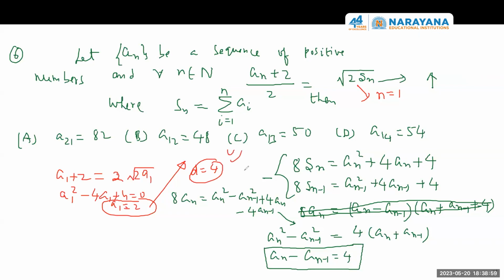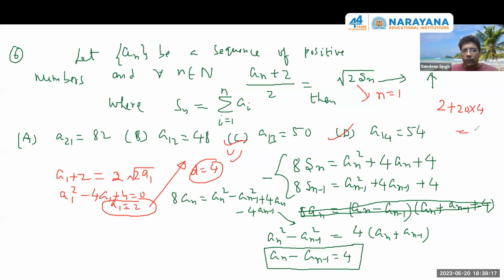Is that clear? Yes, sir. CD is the correct. Sir, option A is also correct. Option A, you are getting? Yes, sir. A also is correct. Okay, let me check. So this is going to be how much? 2 plus 20, yes, this is also correct. 20 into 4, so 82. A is also correct. And what about D? D is not correct, no? No, sir. B is 2 plus 40, that is 46. Right? Yes, sir, 46.